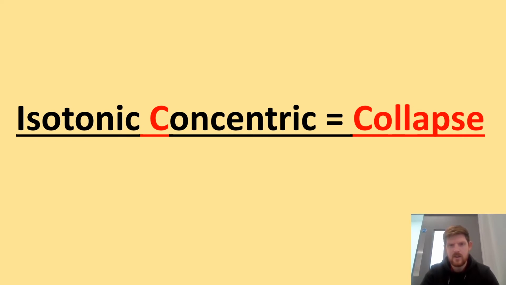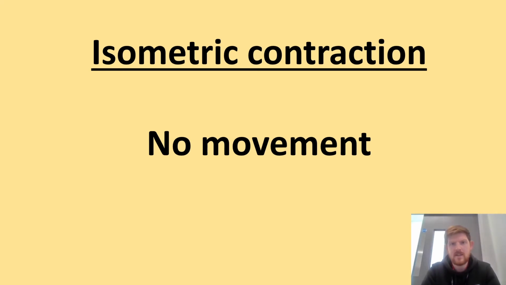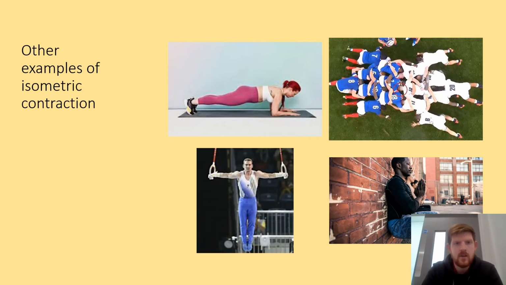And then the last one that we need to look at is isometric contraction, and like I said, isometric contraction is where there is no movement, so there's no change in length. Now the muscle will contract, but it'll just stay the same size effectively. Right, and let's look at some applications of these contractions.